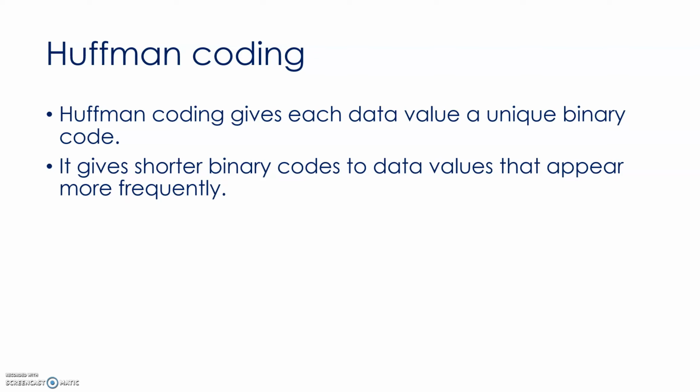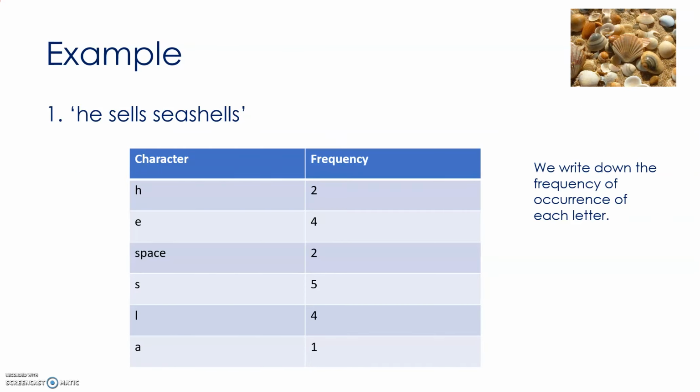appear more frequently. So for example, here's a sentence: he sells seashells, and I'm looking at all the characters in there. I'm looking at the spaces as well. If you can see my table here, I've listed all my characters and the frequency at which they occur. H I can see twice, S I've got 5 times, but A I've only got once.